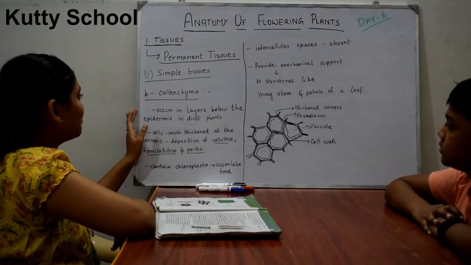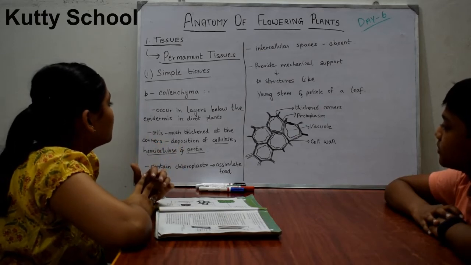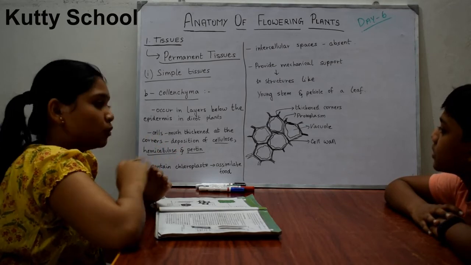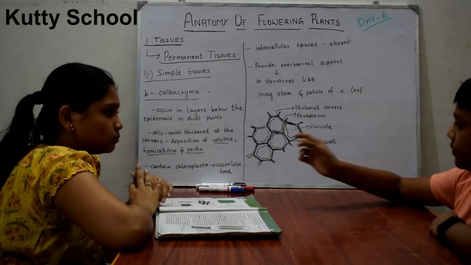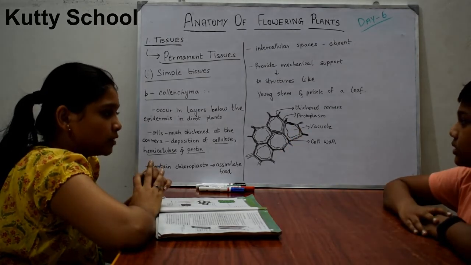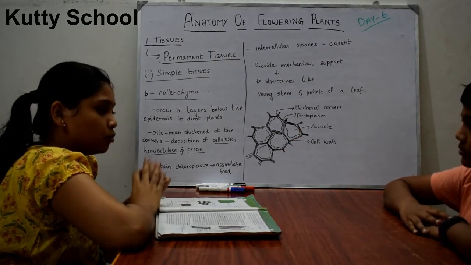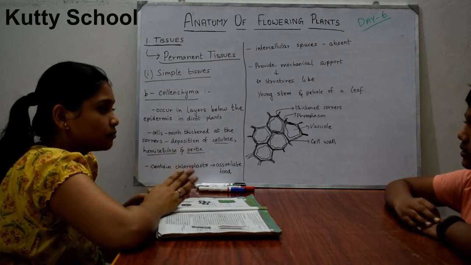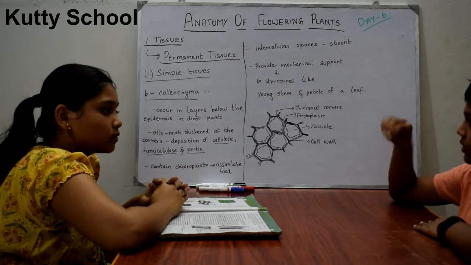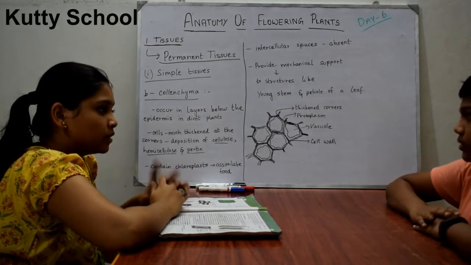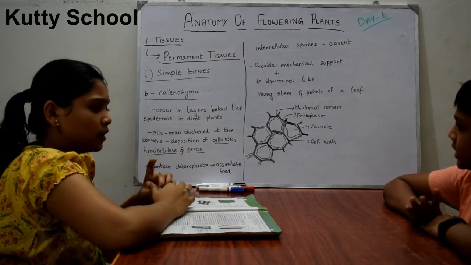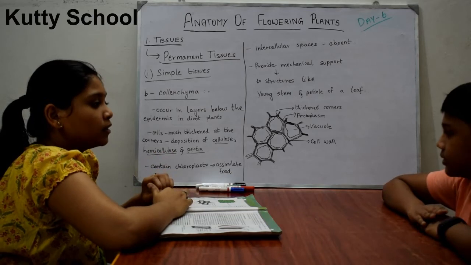We are going to see about collenchyma here. These occur in layers below the epidermis in dicot plants. Epidermis is the outermost layer in plants, the outer layer, like the peel or skin. In leaves epidermis is there, and in stems epidermis is there. Even in our skin, epidermis is there.